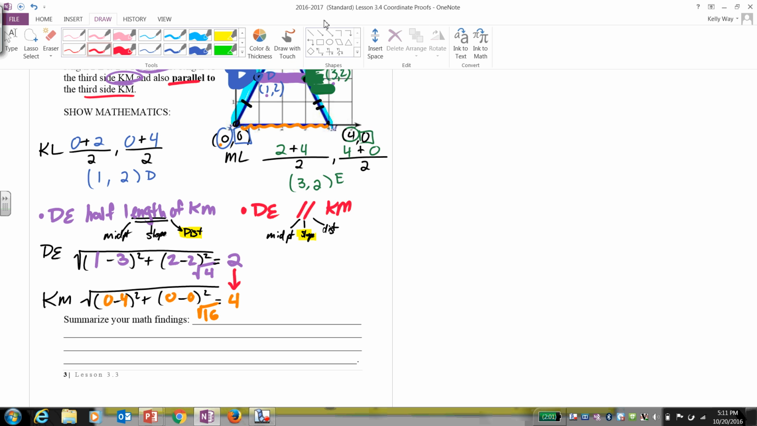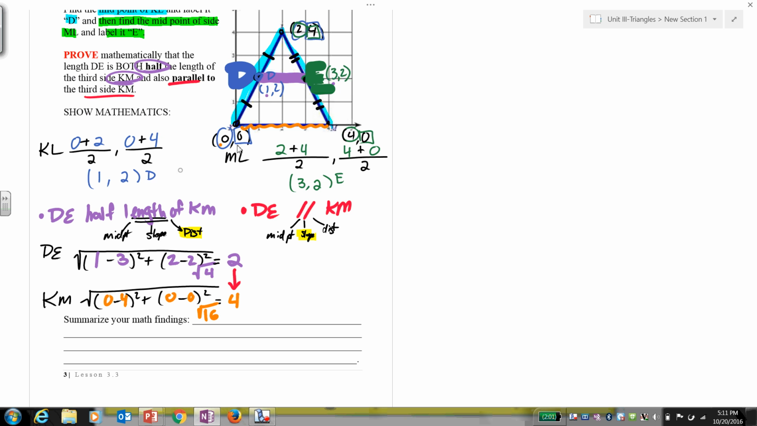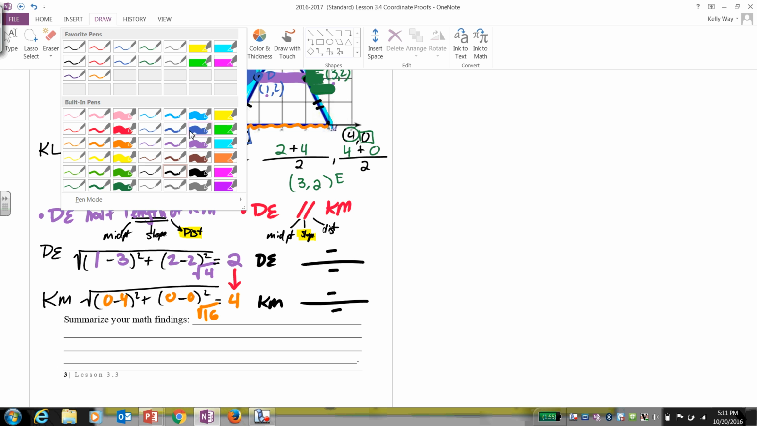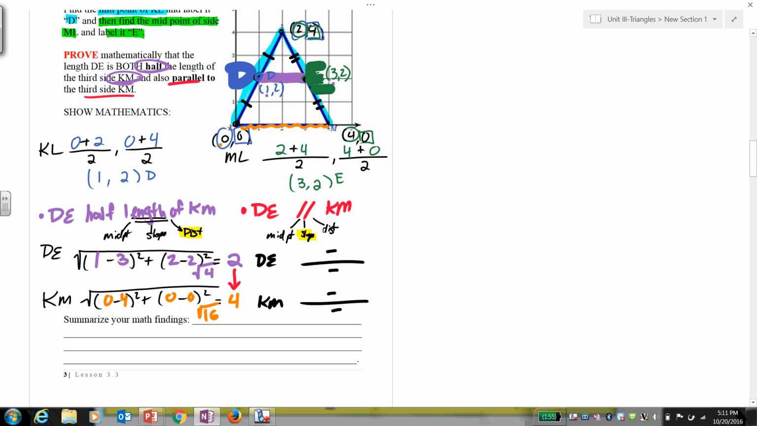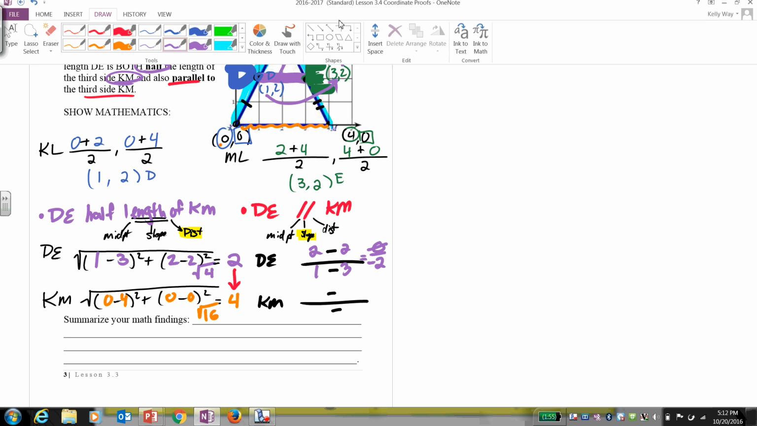Now we're going to do a slope. We're going to make our slope templates for DE. The slope template looks like this. KM, slope template looks like this. So for DE, we go y minus y. So that's going to be 2 minus 2 over x minus x, 1 minus 3. This is 0 over negative 2. Then we do KM.